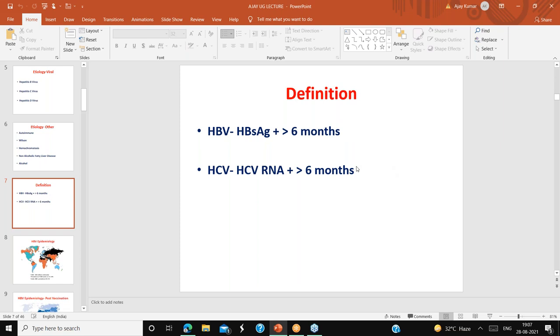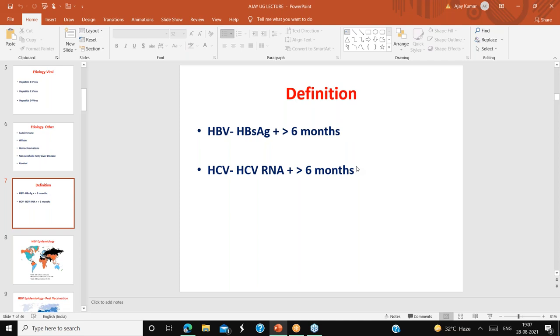As I have already outlined, how do you diagnose chronic hepatitis B? It is simply diagnosed on the presence of a surface antigen in the blood. If this antigen is detected over a period of more than 6 months, a person may have chronic hepatitis B. Similarly, for HCV RNA, which persists for more than 6 months, he may have chronic hepatitis. Now, the important thing here is to understand whether somebody who comes for the first time with surface antigen has chronic hepatitis B or not.